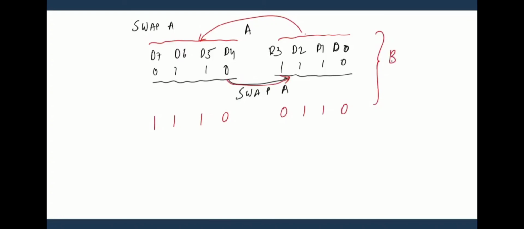This is mainly used for BCD numbers, and this is all about our logical operations. So we have covered AND, OR, XOR, rotate instructions, complement instructions, clear instruction, and swap instruction in the case of logical operations.